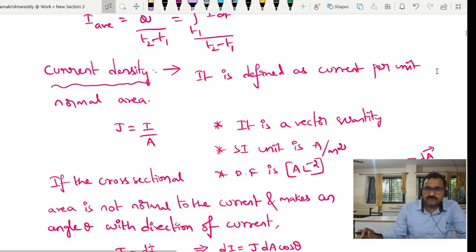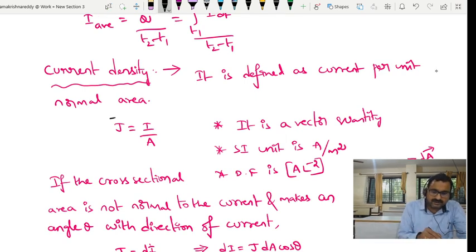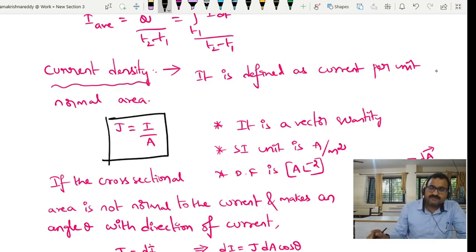Current density. How are we defining the current density? It is defined as the current per unit normal area of cross section, given by J is equal to I by A. Current density is a vector quantity, its SI unit is ampere per meter square, and the dimensional formula is AL power minus 2.